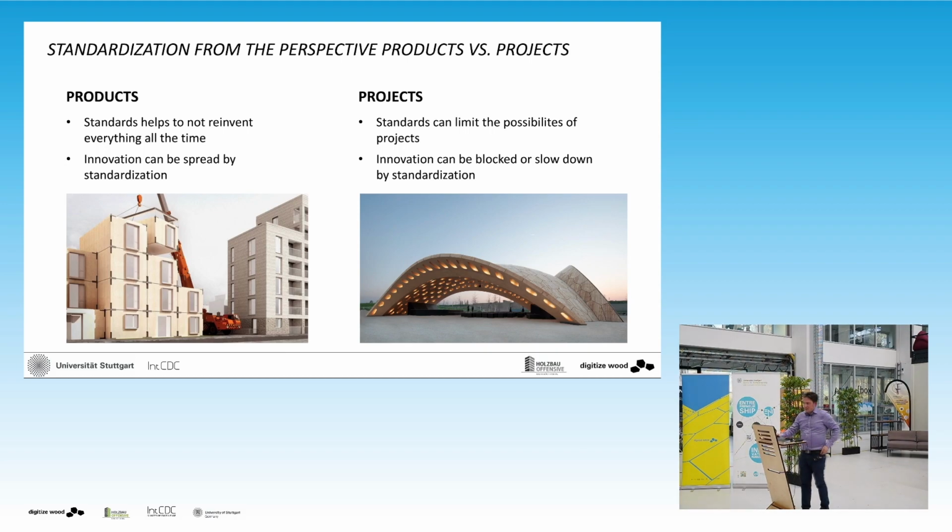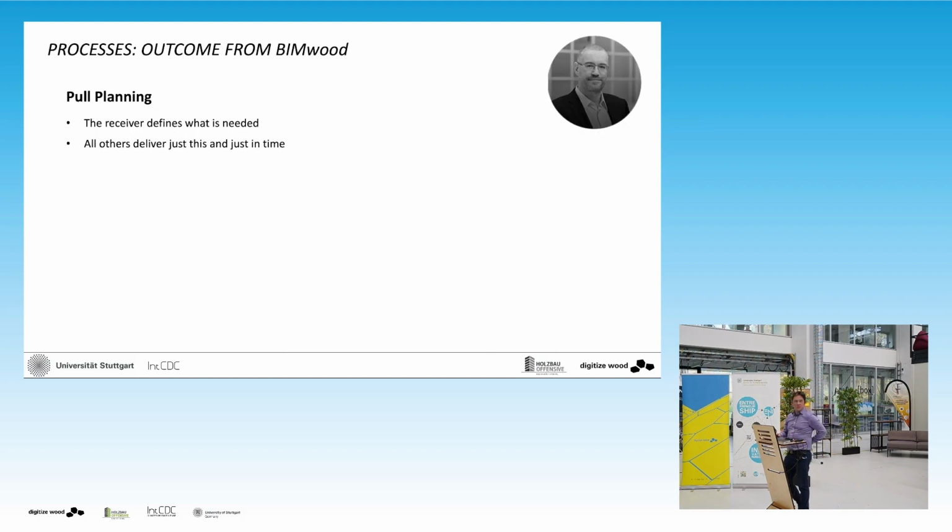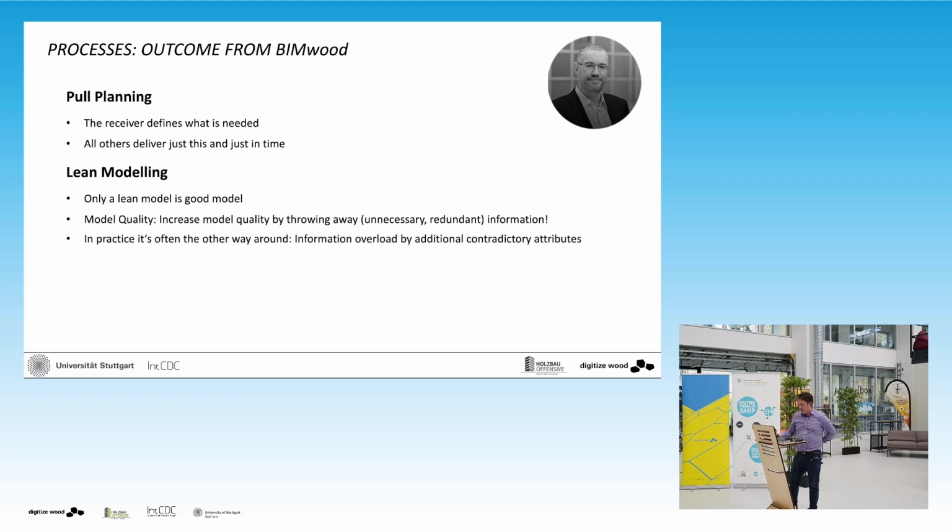And I also brought some information from Fabian Scheurer, so thanks to Fabian here, if he will see us afterwards. From the BIMwood project, there were some outcomes. They were focusing mainly on the processes, and they put some general rules about what doesn't work and what works. For example, they said we need pull planning, so that the receiver defines what is needed, and all the others just deliver in time. That's one of their topics. And they say we need a lean model, so it must be small. So it's more about quality than quantity.